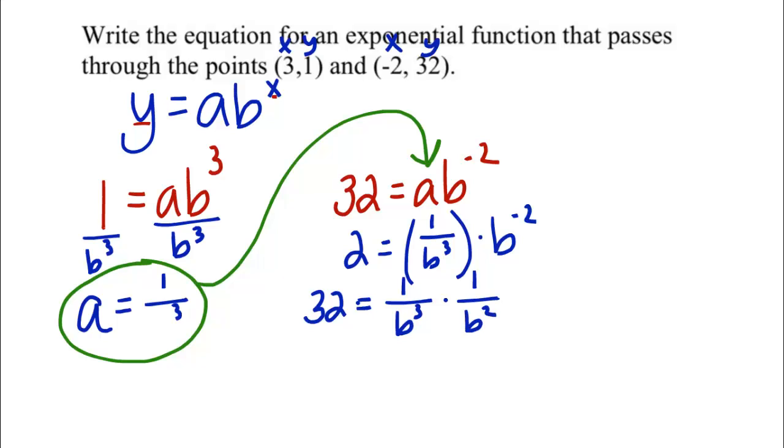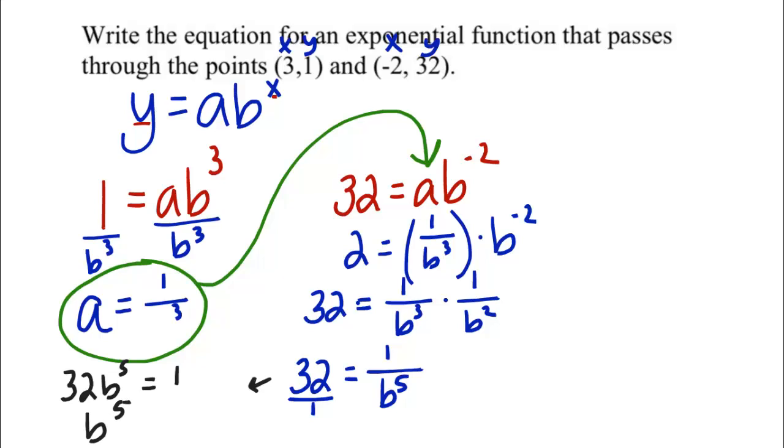And I know that if I'm multiplying fractions, I can multiply numerators and multiply denominators. So I now would get that 1 over b to the 5th is equal to 32. Remember, b cubed times b squared equals b to the 5th. So that's how I simplified that fraction. Now I can put this over 1 and I can cross multiply. And I get that, I'm actually going to move to the left here. I know it's going to be a little crunched in, but I get that 32b to the 5th is equal to 1, which means b to the 5th is equal to 1 over 32.